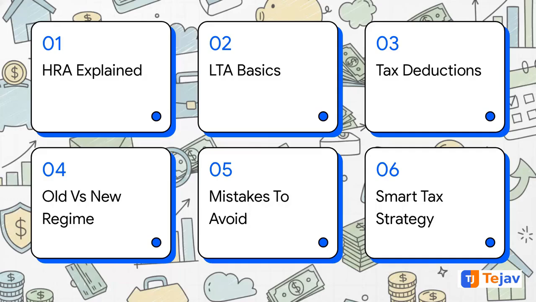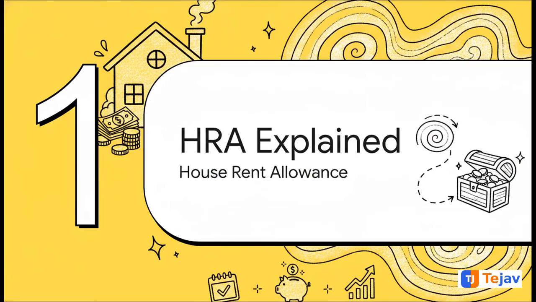Let's fix that. In this explainer, we're going to systematically break down how to reduce your tax using these exact 6 components of your salary. We'll cover HRA, LTA, maximizing deductions, comparing tax regimes, avoiding costly mistakes, and building your smart tax strategy. All right, let's dive right into Section 1, House Rent Allowance, or HRA explained.